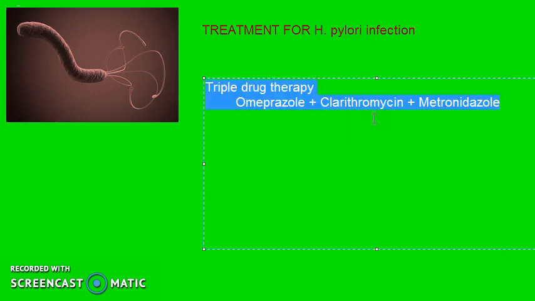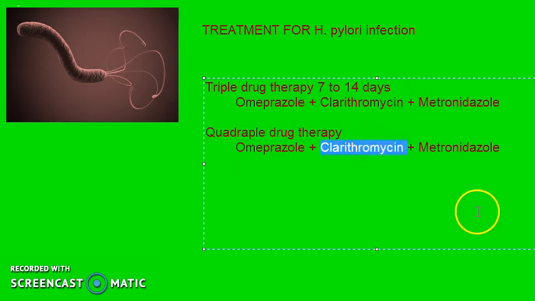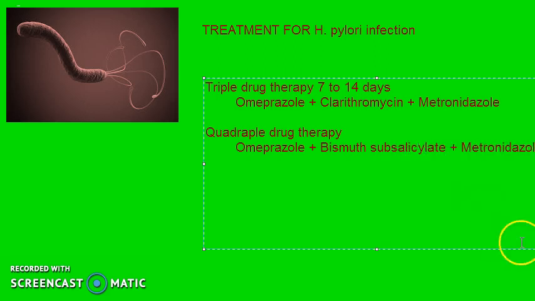If this fails, this you will give for 7 to 14 days, okay? After 1 month only you will do the urea breath test. If that fails, then you will give the quadruple drug therapy, in which you will give Omeprazole. Instead of Clarithromycin, you will give Bismuth subsalicylate, which is a bactericidal agent, and you will also add the 4th drug, that is tetracycline. This again you will give for 14 days.